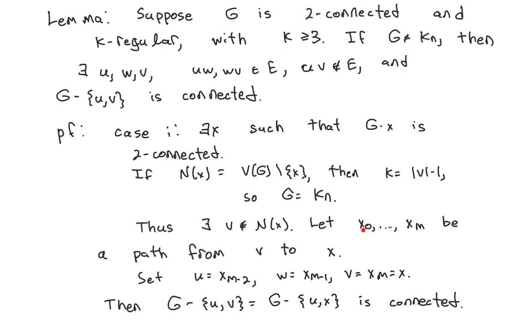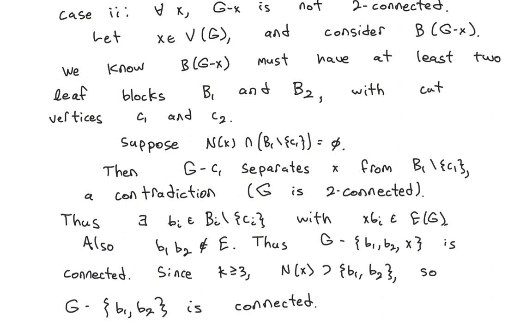So suppose we have a path from that vertex v to x. Then I'm going to set u equal to x_{m-2}, w equal to x_{m-1}, and v equal to x_m, also known as x. Because of this fact, I'm guaranteed that I do actually have a path of length 2 where the 2 endpoints are not adjacent, and more importantly, since G minus x is 2-connected, deleting this other endpoint still gives me a connected graph. So I get exactly what I needed.